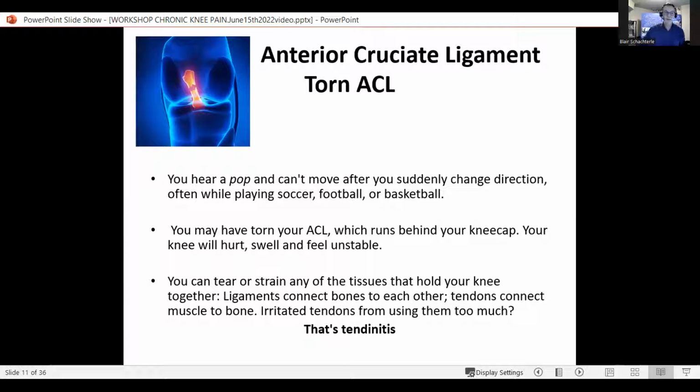We can also have tearing within the ligaments, and ligaments basically connect bone to bone, okay? And then tendons connect muscle to bone, and we can have trouble with tendons as well, and that's what we call tendinitis. So tendon and then itis. So tendon is the anatomy and itis is the swelling. So that's how that works, just so people can understand it.